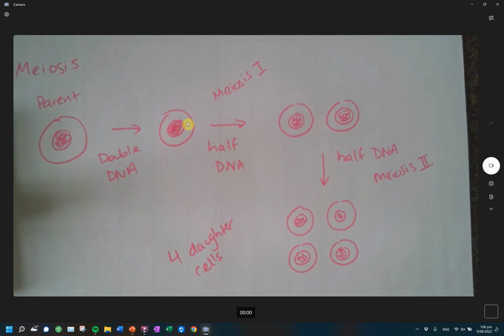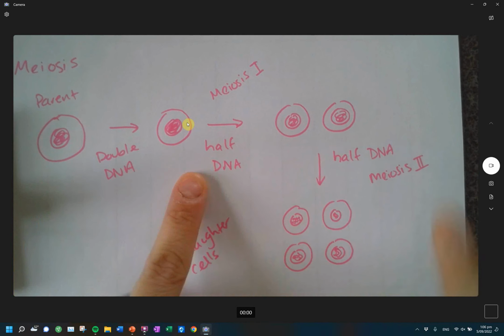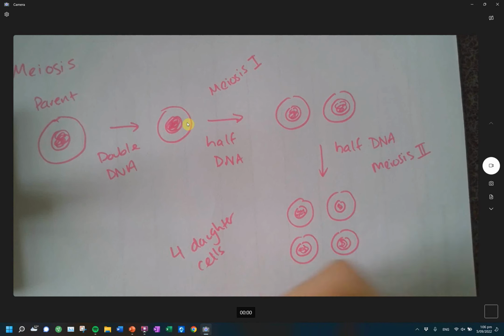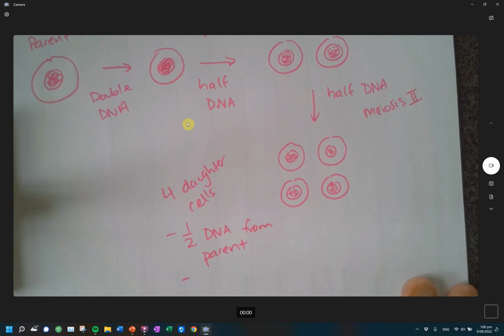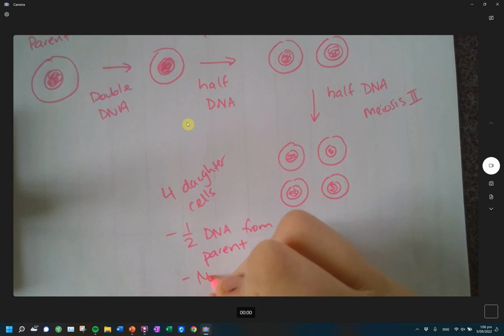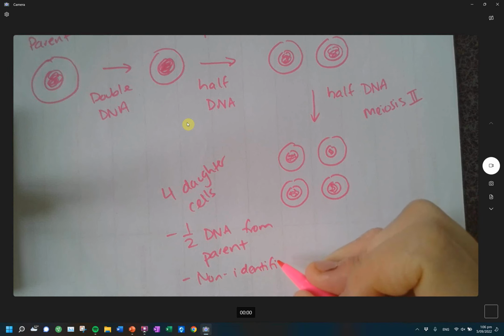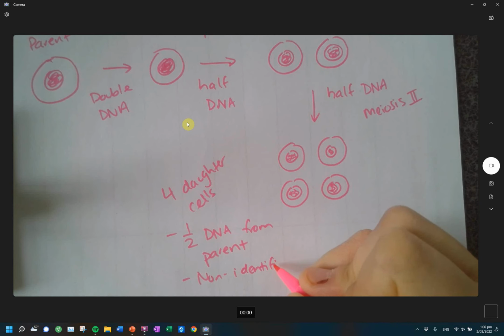Would these cells have the same amount of DNA as the parent? I've doubled, I halved, and I halved. So how much DNA would it have then? A quarter. But I doubled it first. Yes, half. So these are my 4 daughter cells. They have half the DNA from the parent. Are they identical? No, these are non-identical, which is good because it means that we have more variety.